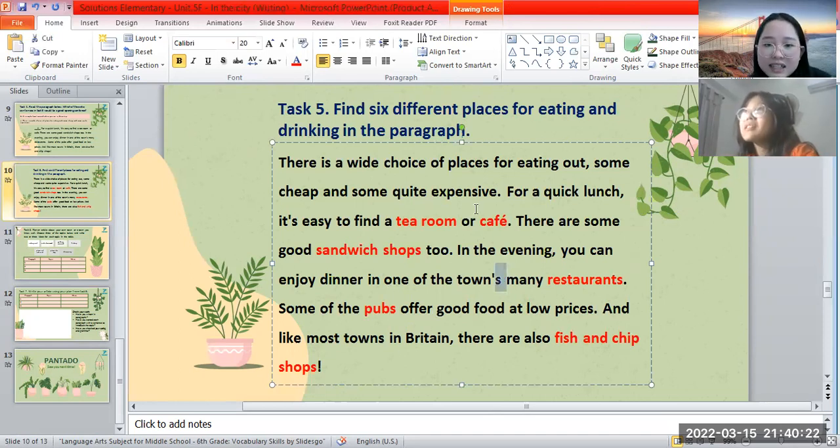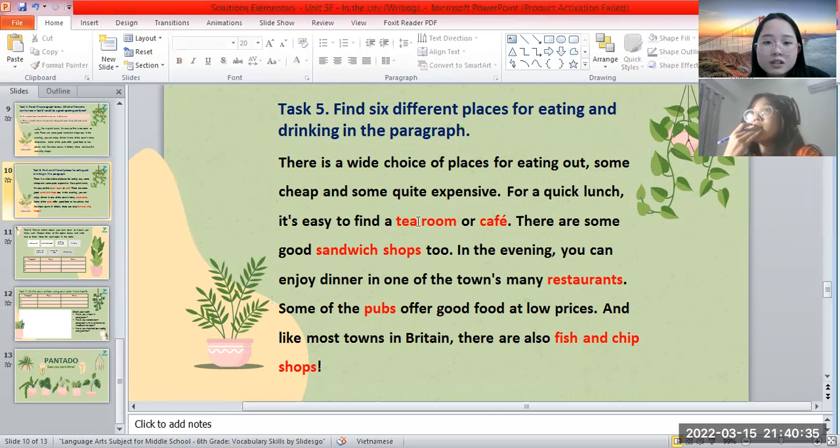Okay, so we have 6 different places for eating and drinking here. We have tea room, cafe, sandwich shops, pubs, restaurant, and fish and chip shops. So these are 6 different places.